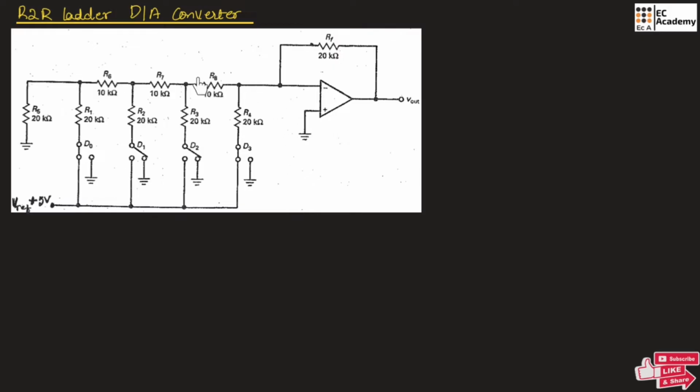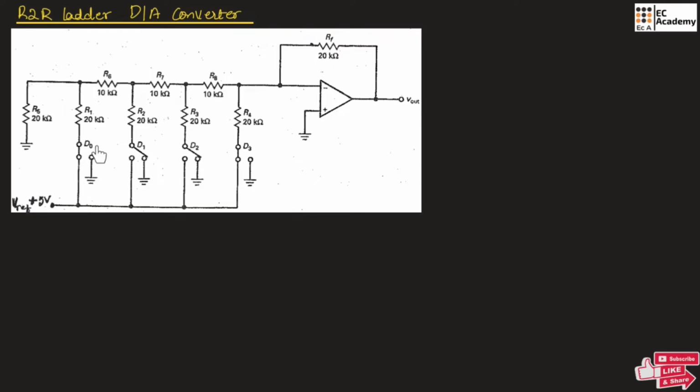This figure shows the 4-bit digital to analog converter. Since the resistor values are 10 kilo ohm as well as 20 kilo ohm, which means we have the resistor value R as well as 2 times R, that's why it is known as R2R, and these resistors are connected in the form of a ladder. That's why it is known as the R2R ladder digital to analog converter.